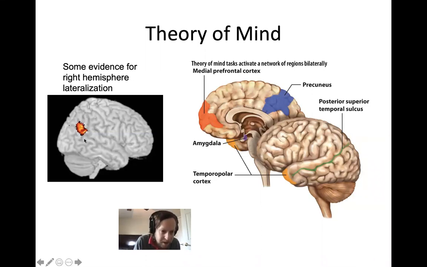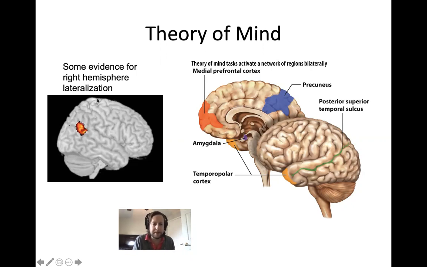This looks to be the temporoparietal area. The temporal lobe is right here. The parietal lobe is up here. So this is on the boundary between the parietal and the temporal lobe. This is usually referred to as the temporoparietal area right here.